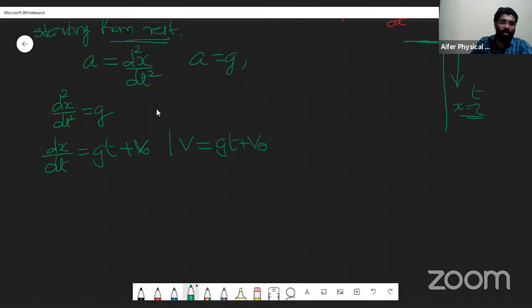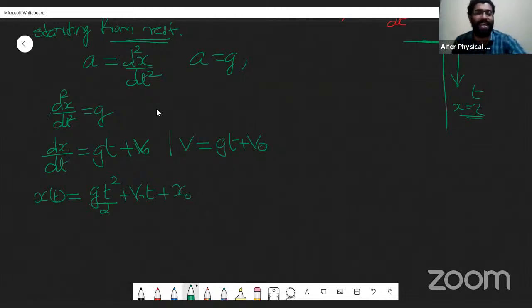We want to find the position, so we are integrating again. Once I integrate this expression, I get x of t equal to g t square by 2 plus v naught t plus some constant. I call it x naught. I deliberately used v naught and x naught because I am a physicist and I know what they mean. Now we have two constants, v naught and x naught. To get the constant values, we have to use the boundary conditions. Sometimes the boundary conditions may be given to you.